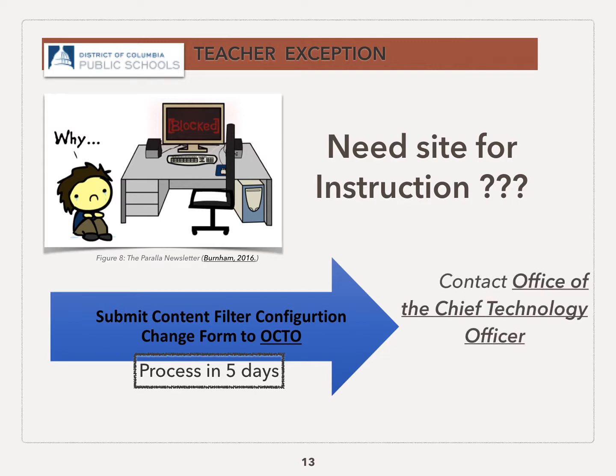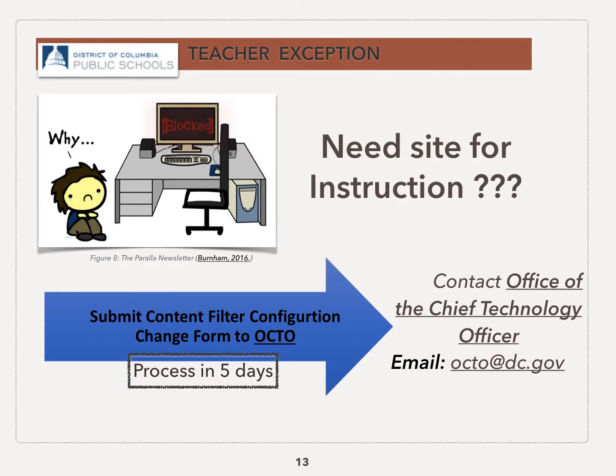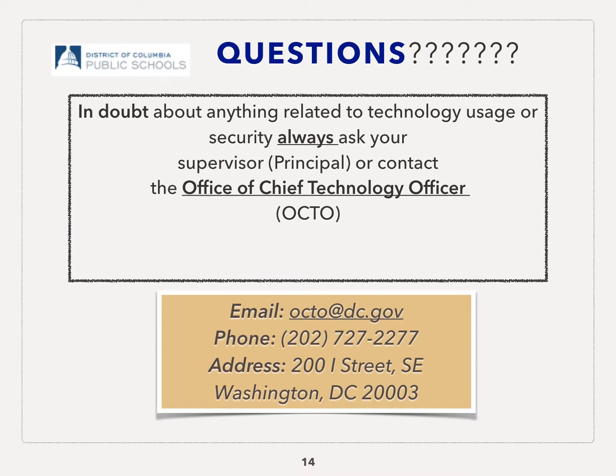You can do this by contacting OCTO, the Office of the Chief Technology Officer. Their contact information is octo@dc.gov. If you can't get a hold of them by email, you can call them by phone at 202-727-2277. If you have any questions or you feel like you're in doubt about anything related to technology usage or security, always ask your supervisor, which in this case is your principal, or contact the Office of the Chief Technology Officer.